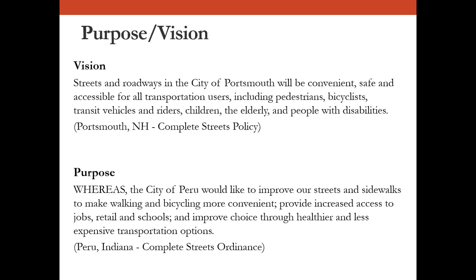And then from the purpose and vision, you have some other examples here where you have the guiding principles. In Portsmouth, New Hampshire, it's for a convenient, safe, and accessible place for all users. And so that's the heart of the mission of that policy. So it lays it out very succinctly in the very beginning under the vision. But again, it doesn't have to be called vision. It can be called the purpose, like they did in Peru. So it's about improving the streets and sidewalks to make walking and bicycling more convenient. So it's how you want to vision these.